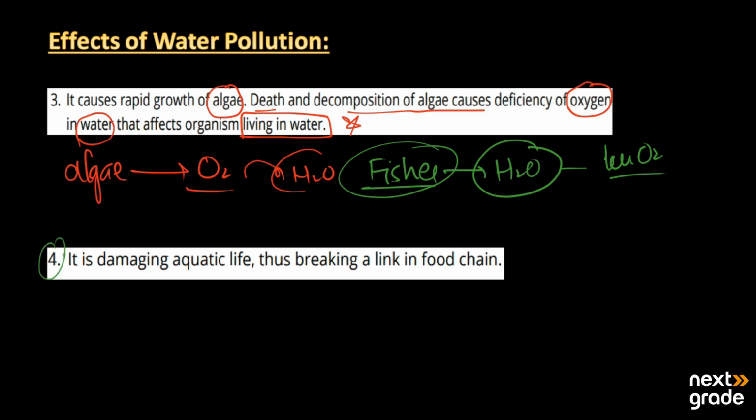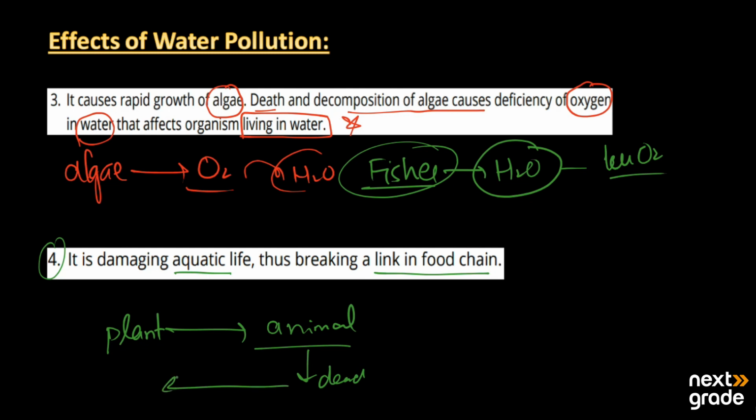The fourth one is that it damages aquatic life, thus breaking a link in the food chain. Now, what is the food chain? Basically, there are many plants that make up the food, and we take that food, and animals also take that food. In turn, when these animals die, the debris falls on the surface of the earth, and the nutrients are gained by the plants.